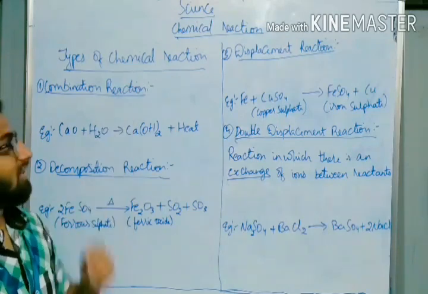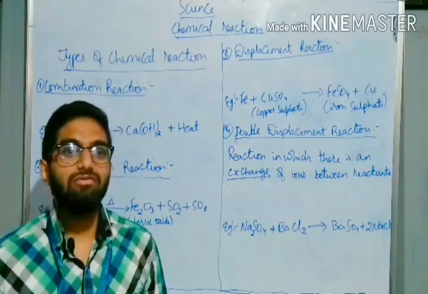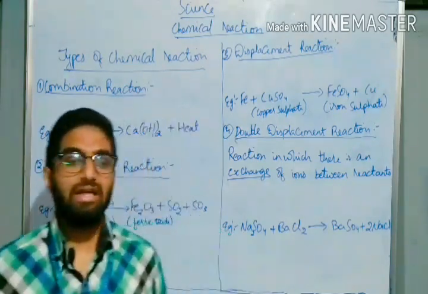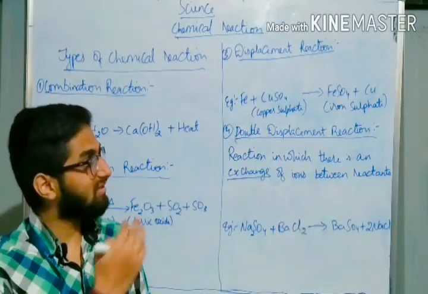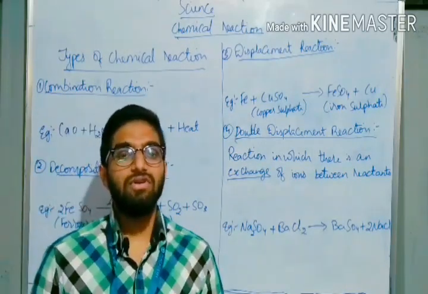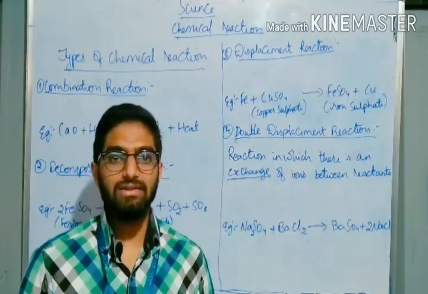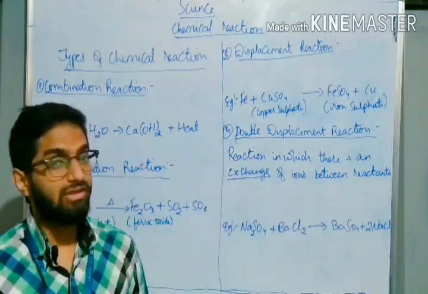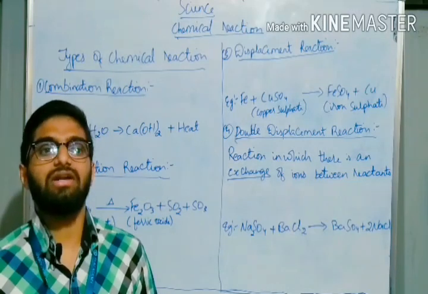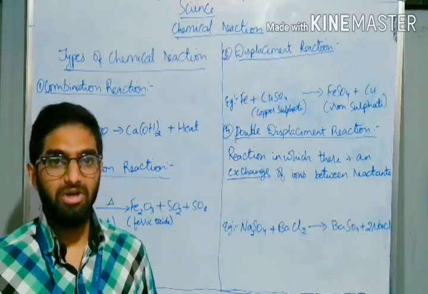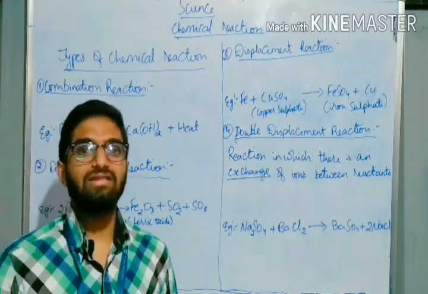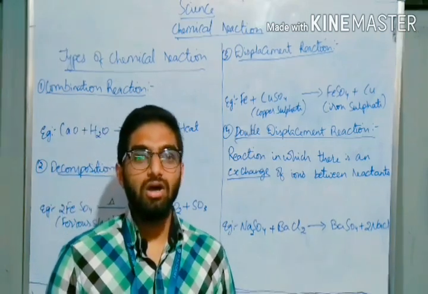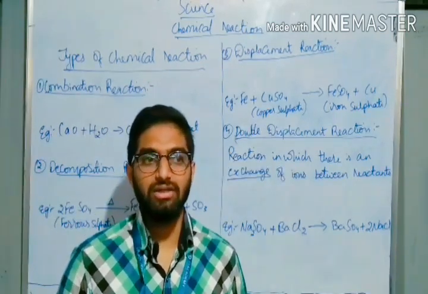Now, types of chemical reaction. We have 5 types of chemical reaction. Let us see what. First is your combination reaction. Second, your decomposition reaction. Third will be your displacement reaction. Fourth, double displacement reaction, and then you have at last oxidation and reduction reaction.